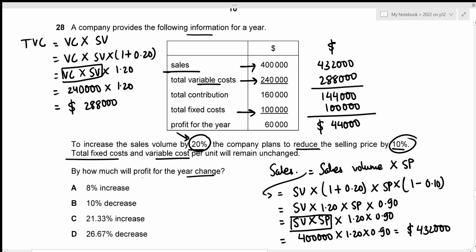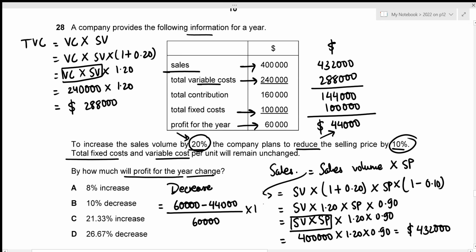And the question asks us to figure out the change in profit for the year, right? Previously, the profit for the year was 60,000 and our new profit for the year is 44,000. So there is a decrease. And that will just be the previous profit of 60,000 minus the new profit of 44,000 divided by the previous profit of 60,000 times 100%.